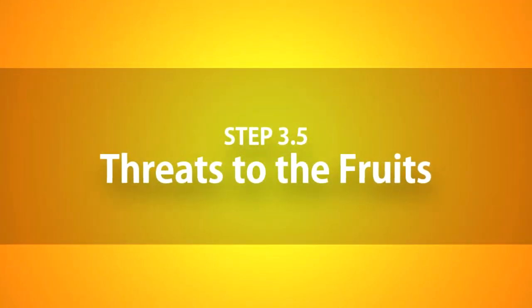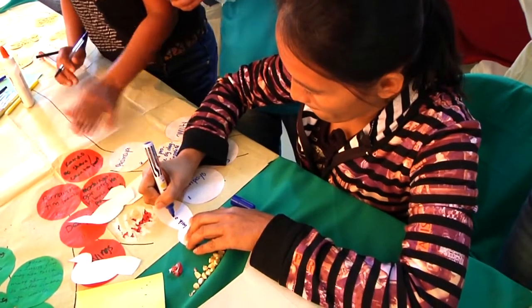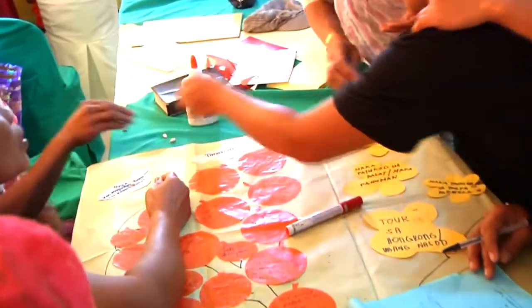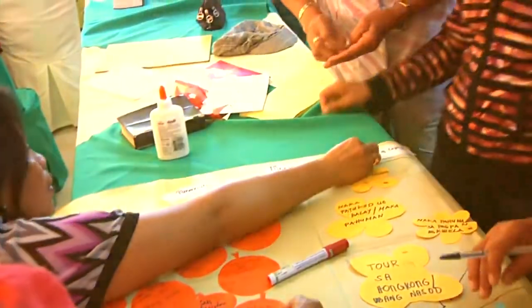Step 3.5. Threats to the fruit. Ask participants to identify threats and write them above the tree. Rank the threats using 3 seeds to identify the most important ones.